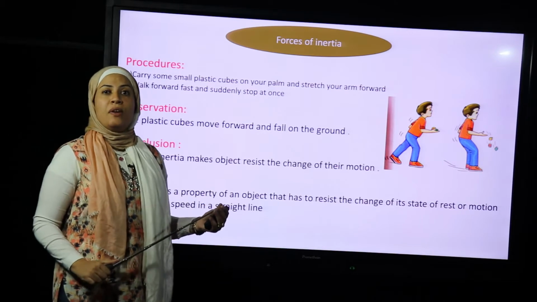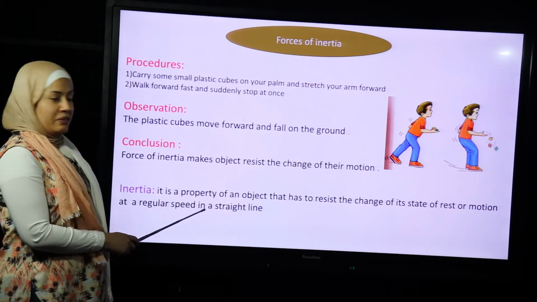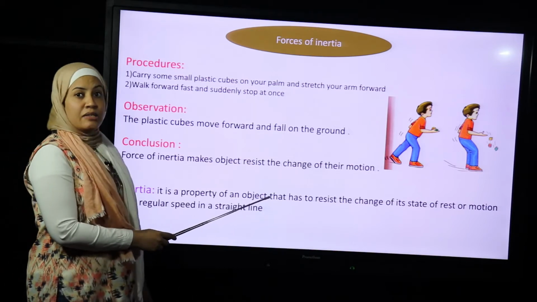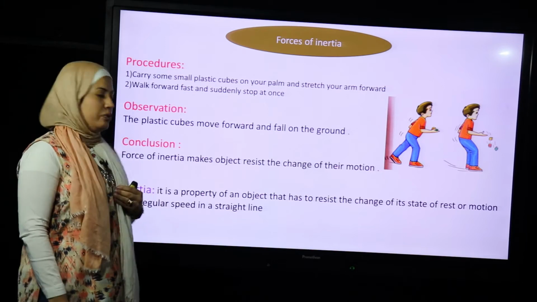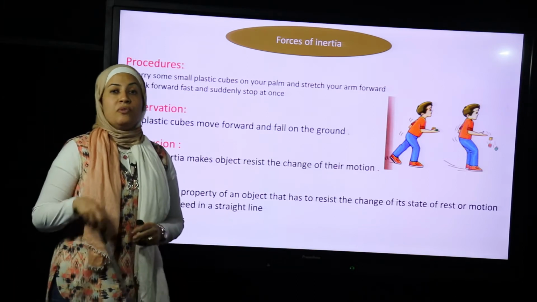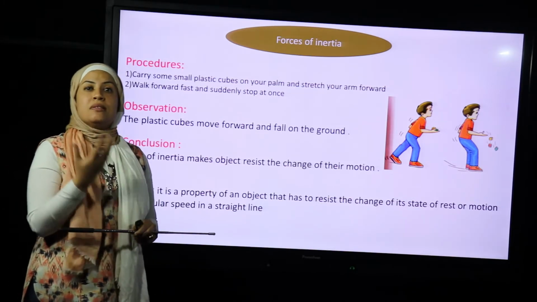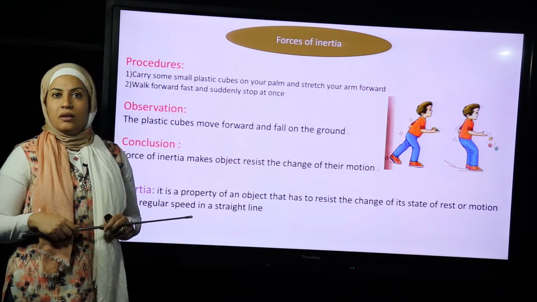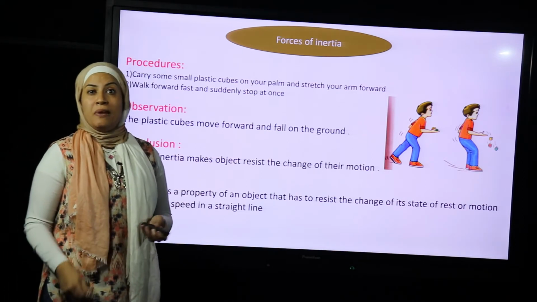What is the meaning of the force of inertia? Inertia is the property of an object to resist the change of its state of rest or of motion at a regular speed in a straight line. Again, what is the meaning of inertia? It is the property of an object to resist the change of its state of rest or motion with a regular speed in a straight line.